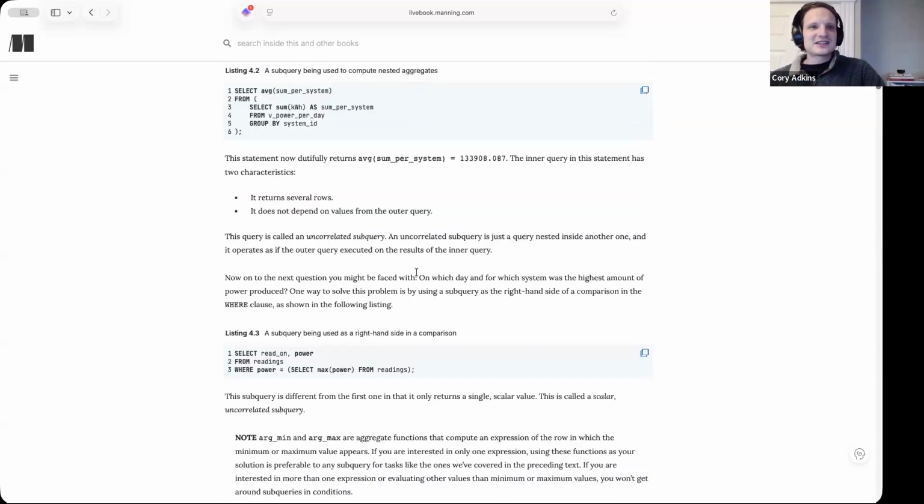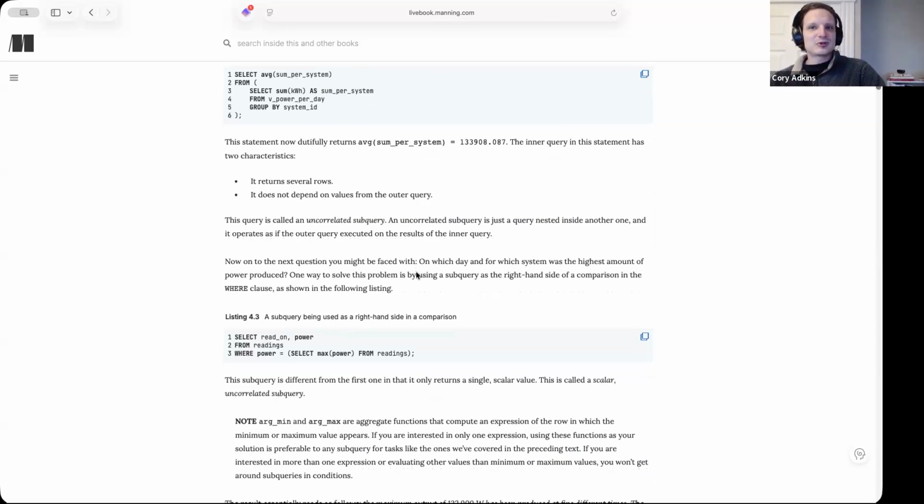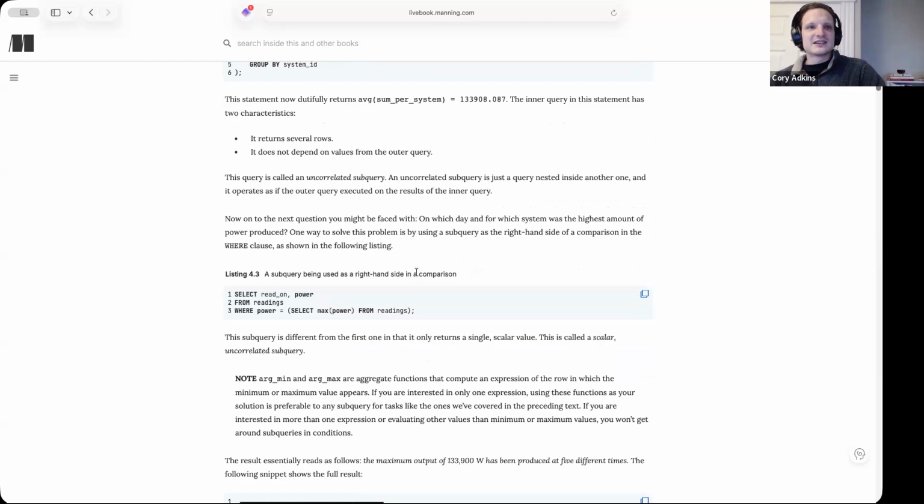There is this discussion of correlated versus uncorrelated subqueries. I guess a correlated subquery is one that has a dependence on the outside query. Basically, if it references that query, then it is correlated. I think the practical takeaway is not huge.